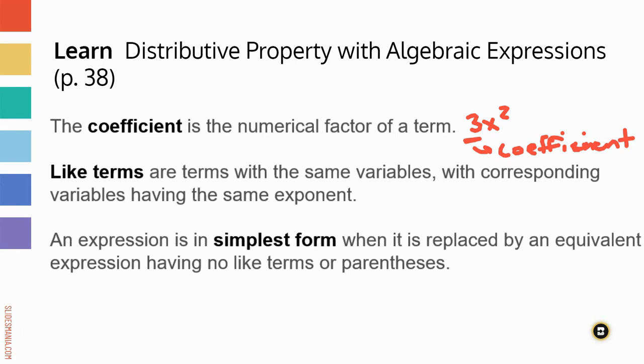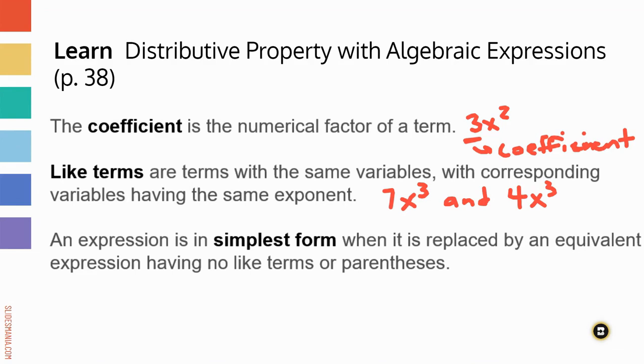Like terms are terms with the same variables with corresponding variables having the same exponent. So, for example, 7x cubed and 4x cubed are like terms because they both have an x cubed attached to it.